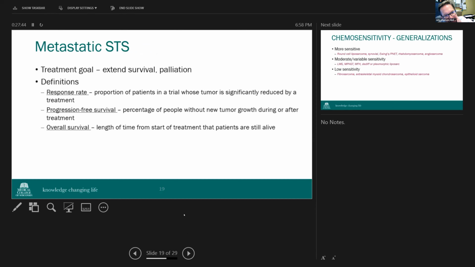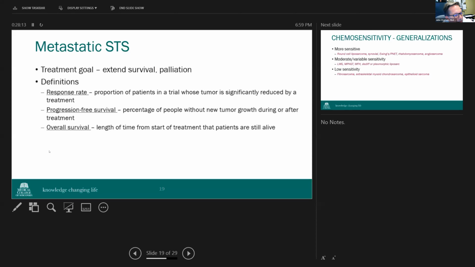In the metastatic disease setting, we're not so much thinking about curing the cancer. We know from experience that becomes quite unlikely. I wouldn't say 0% likely, but pretty unlikely in the metastatic disease setting with soft tissue sarcomas. So the goals are really to extend survival and maybe palliate symptoms are some of the goals that we're thinking about.